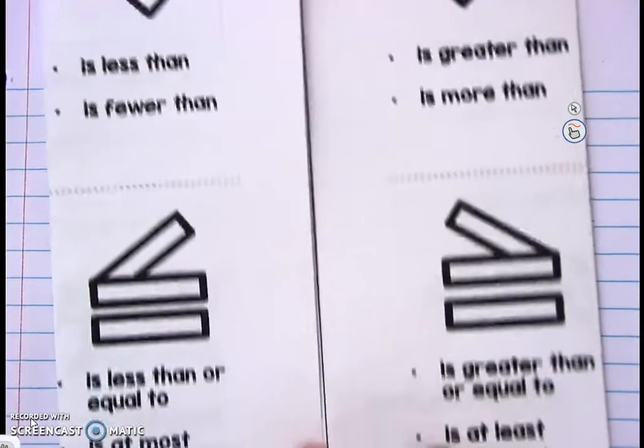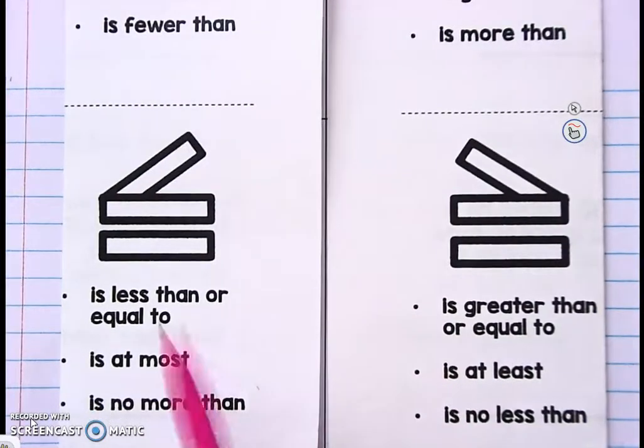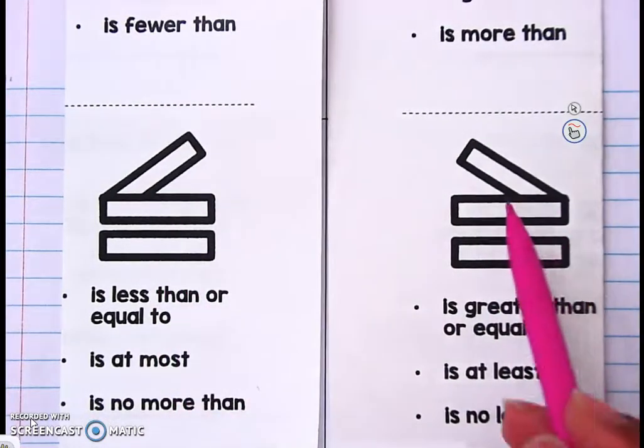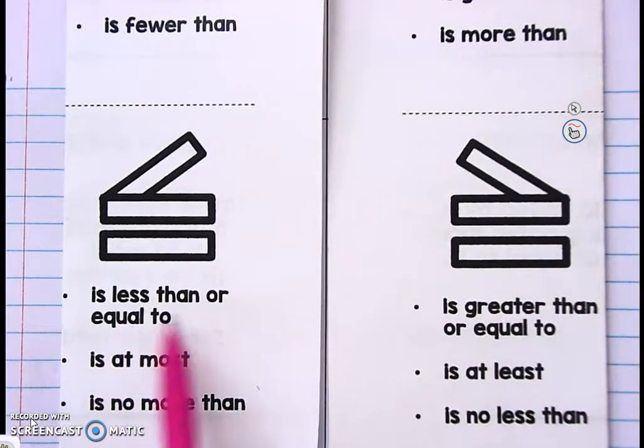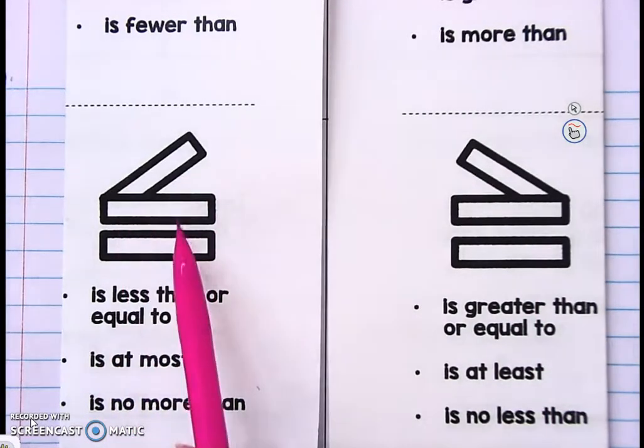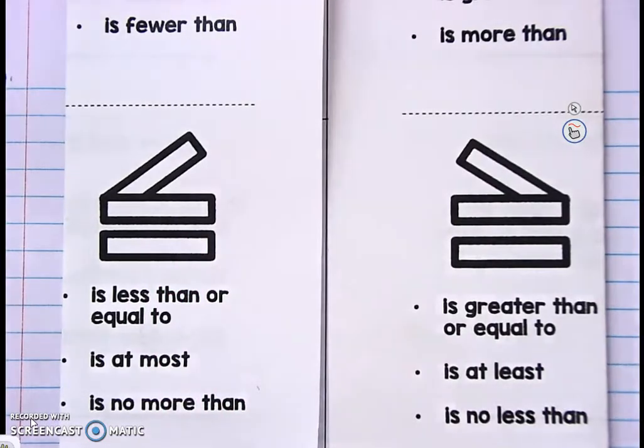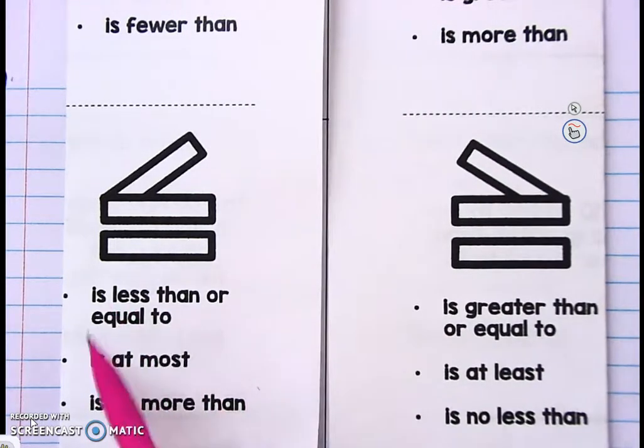Now, looking at the bottom part, we have the other signs, which are less than or equal to, and greater than or equal to. So this is less than or equal to, because it has the less than sign and the equal to sign. And here are some words that you can use. Is at most, that's going to be the less than or equal to sign. And if we have is no more than, that's another one that means less than or equal to. So if you see any of these three phrases, that means you're dealing with the less than or equal to sign.